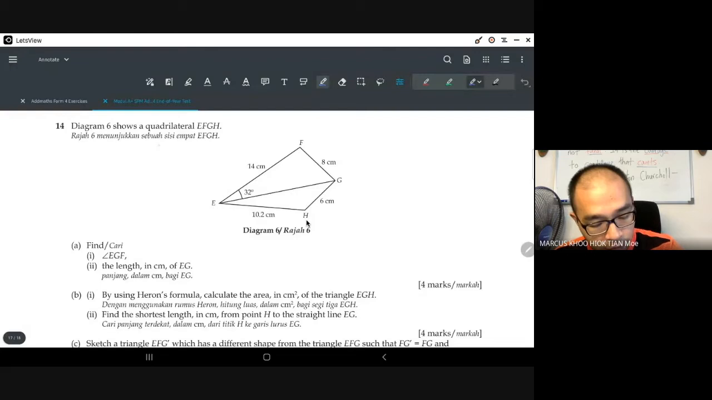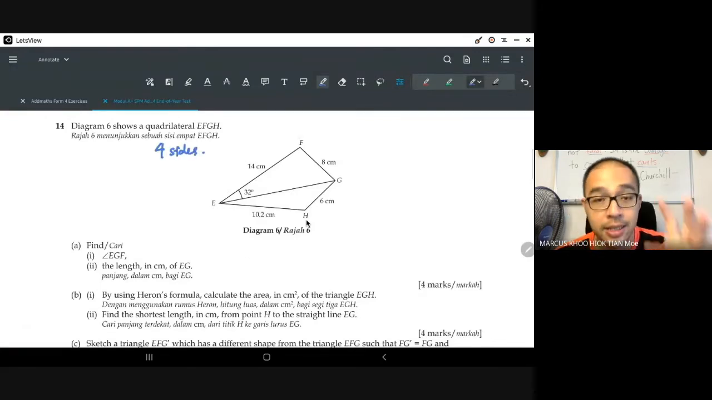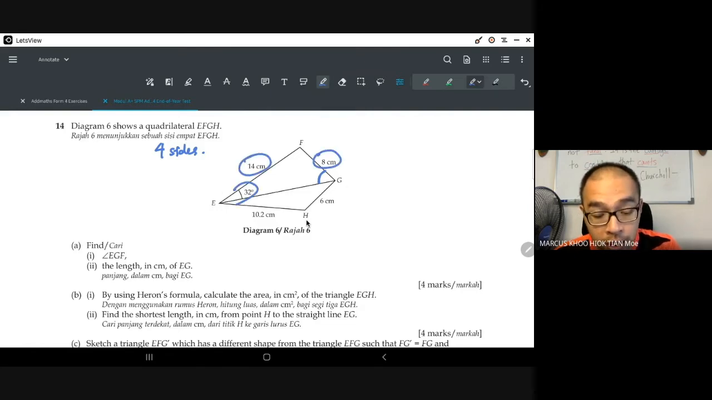Okay, four sides, so EFGH. But actually, the four sides there got two triangles. Find the angle EGF, this one. We want to find this angle. Let's take a look at this triangle. They give you the two sides and a non-included angle, and we want to find this. So what do we use?